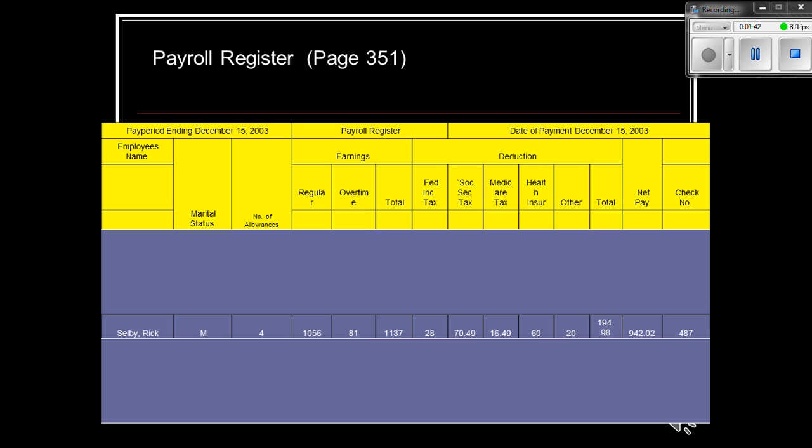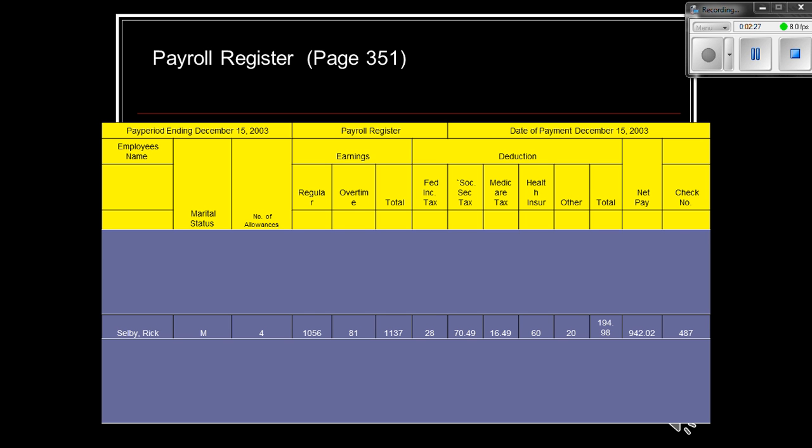We then take the $1,137 and multiply it by the 6.2% Social Security tax rate. That gives us our $70.49. Medicare is done the same way. Total earnings, $1,137 times 1.45% gives us our $16.49. Then he's having $60 deducted once a month from the paycheck and $20 in other types of deductions. That could be United Way, it could be bonds, and so forth. We add up those total deductions, which gives us $194.98. We subtract that from the gross earnings, which gives us $942.02, and that's how much we write the check out for. So that's where we get all those numbers and calculations.